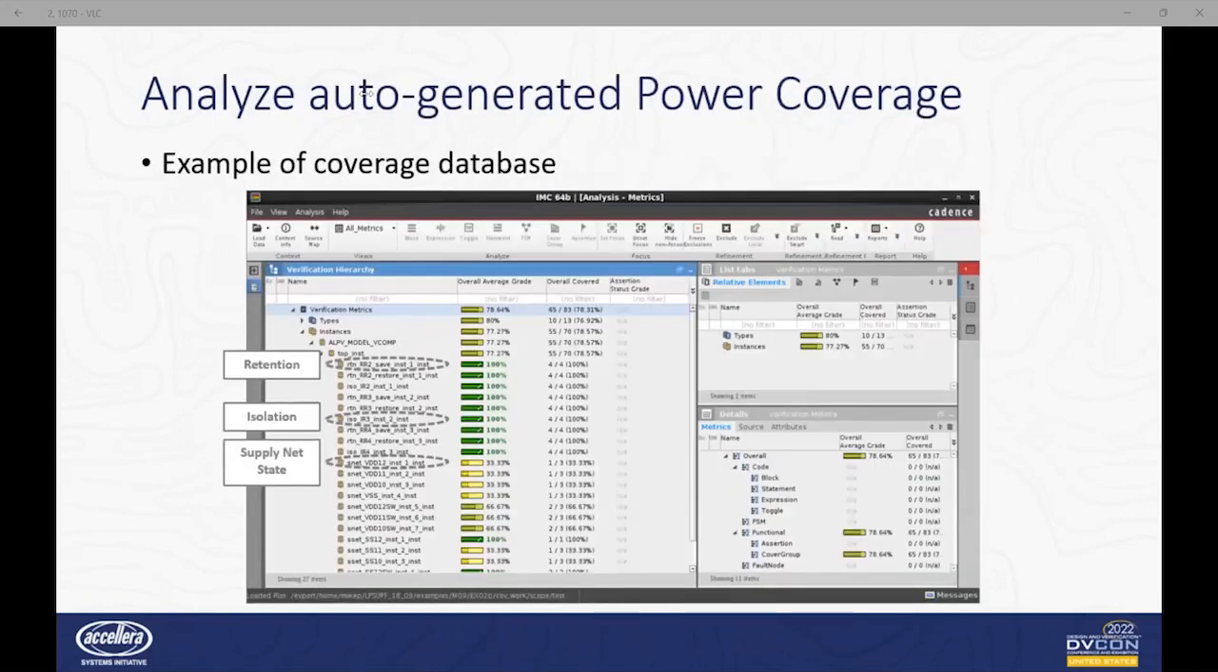The figure on this page shows an example of coverage database analysis. After power-aware simulation, this IMC viewer tool reads the coverage DB and displays the measured coverage like this. It shows the details of covered and uncovered bins for power signals like retention, isolation, and supply-net state, which are described in the UPF. This analysis tool helps to identify missing scenarios quickly and is useful to confirm all power signals are covered.